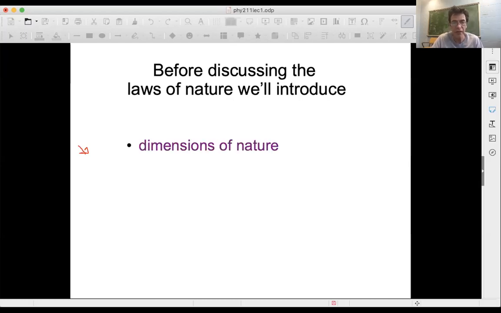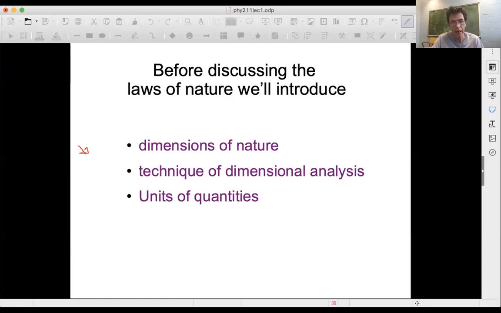So specifically, I'm going to introduce the basic dimensions of nature in today's class. I'm going to talk about the technique of dimensional analysis. You'll find out what that is, why that's useful, how that's handy. I'm going to talk about units of physical quantities. And then we're going to talk about the procedures or methods for converting units, which is also a useful, handy, important thing to be able to do. So these are the 4 items for today.